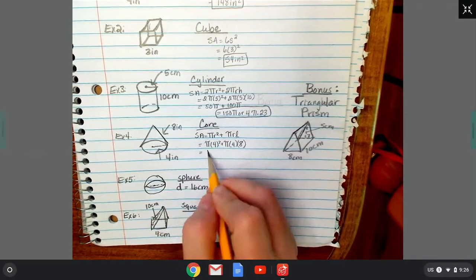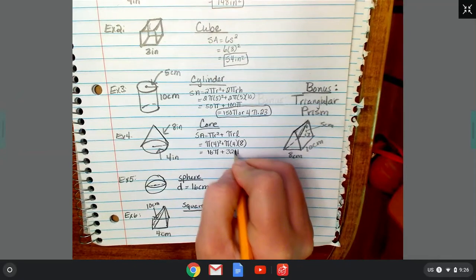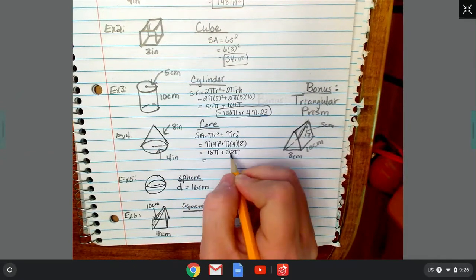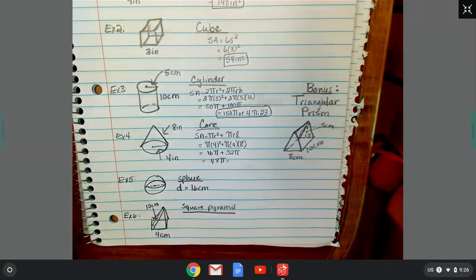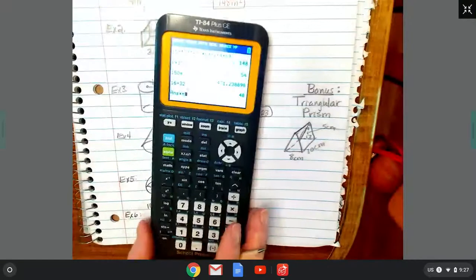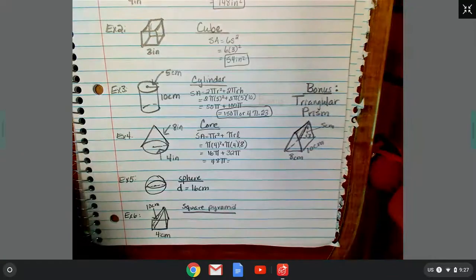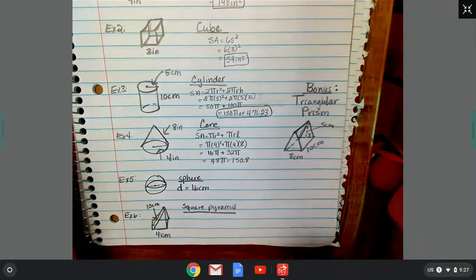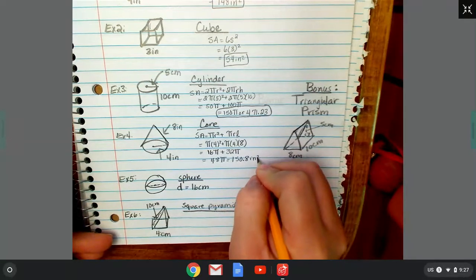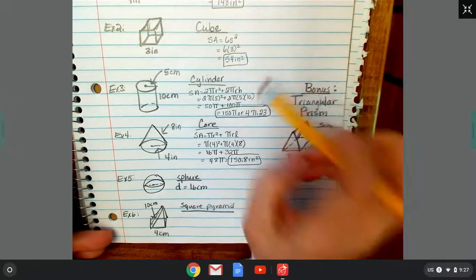Okay, so we've got 16 pi. 4 times 8 is 32. 32 and 16 is 48. If I want to do 48 times pi, 150.79. Just go 150.8 since it rounds up. This one back up here was centimeters squared.